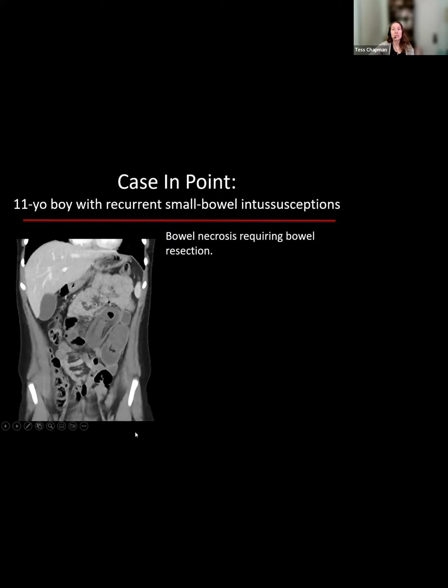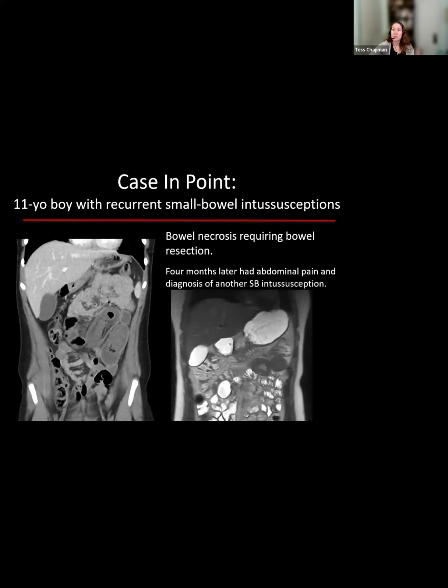Here is a really interesting case, again, from my colleague, Dr. Restrepo. And at his center, they were treating an 11-year-old boy who kept presenting with small bowel intussusceptions. And in fact, he had to go to surgery to have some bowel resected because of this. Some bowel necrosis happened with bowel obstruction. Which is interesting.